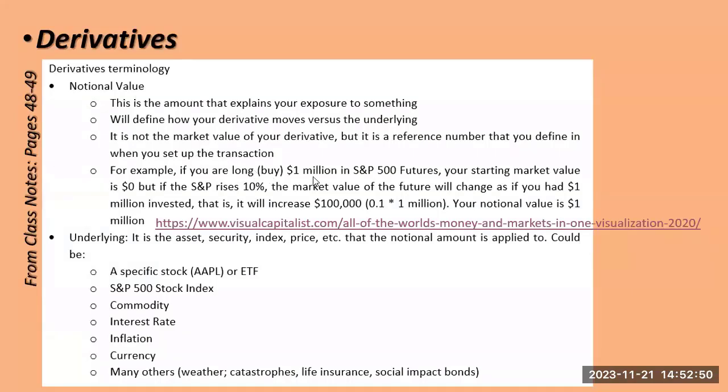So if you buy 1 million S&P 500 futures, your market value is 0, but if that rises 10%, your market value goes from 0 to 100,000 bucks, right? Because 10% of a million. So it's as if you own $1 million in S&P 500, but the market value is only 0. But as the S&P moves up and down, your market value is going to go up as if you had $1 million in the S&P. So you see the notional is very, very important. It explains your risk, but you can manipulate it pretty dramatically.